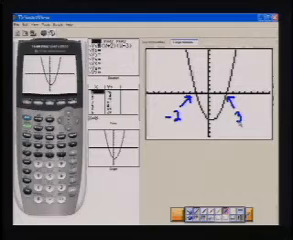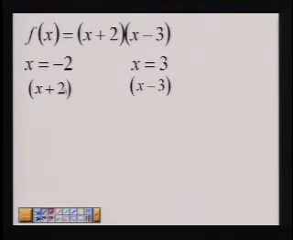Now let's go back and compare that to the function itself. You'll notice we found a root at -2, and we had a factor x plus 2. We found a root at 3, and we had a factor x minus 3. This is a pattern that is reliable. Whenever we find a root for a polynomial, there should be a factor that is x minus that value.